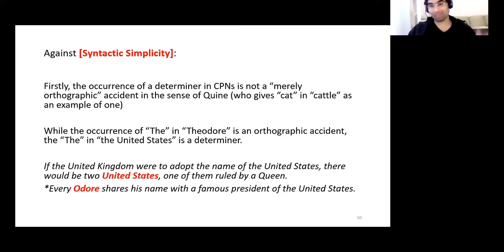However, the complement of, so to speak, THE in Theodore cannot make a meaningful appearance in sentences. Someone who is familiar with the proper name the United States would understand the first sentence in italics on the slide, but someone who's familiar with the name Theodore will not understand the second sentence.